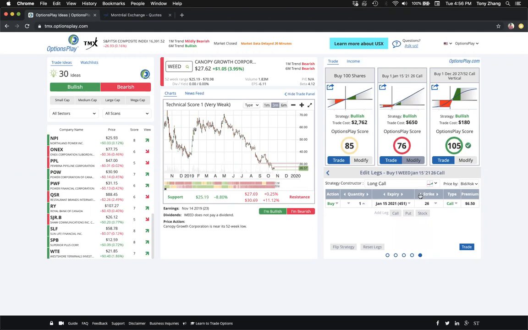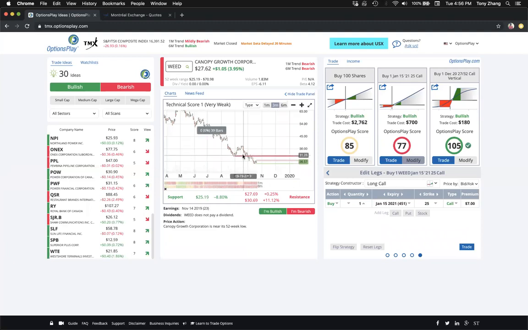Let's say I buy an in-the-money call. Let's say I buy a $25 strike call. So if I buy a $25 call, as you can see, it cost me $7, which means my break even is $32. Now, $32 on this particular chart is right here, right? Which is where it was here just in September.